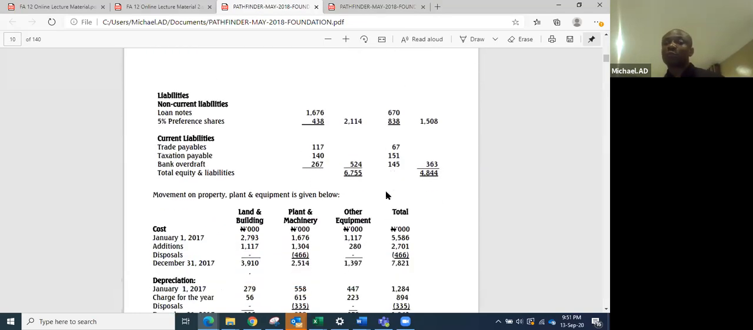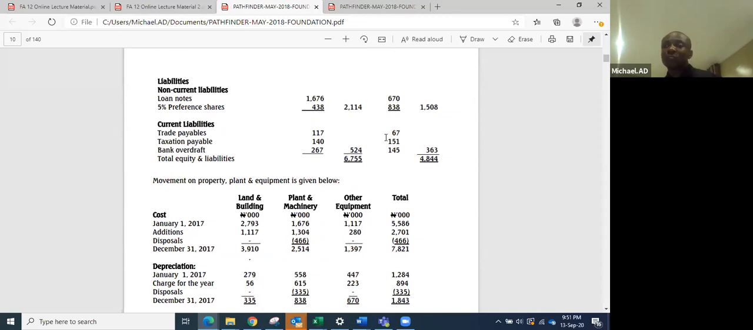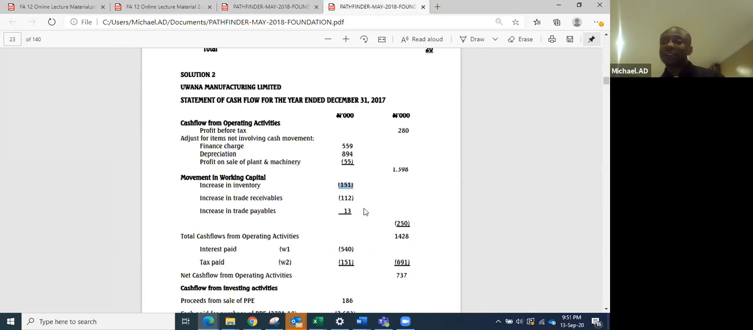Now let's come to our trade payables. You have trade payables of 67 and 117. This is an increase. It means that you were owing someone 67 naira, and later you now owe someone 117. It means that you've collected more money. More money has come in. So because it is an increase, you add the difference. At the end of the day, whatsoever the difference is, you calculate it alongside the figure you've gotten here.